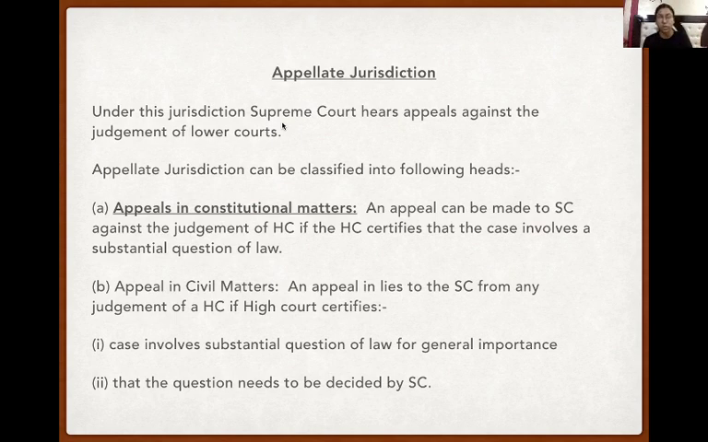तो अब ये जो एपेलेट जुरिस्डिक्शन है इसको भी कुछ आगे फर्दर हेड्स में क्लासिफाई किया गया है. नाउ वी विल अंडरस्टैंड अंडर ईच हेड के कौन से टाइप के अपील्स जो हैं वो सुप्रीम कोर्ट सुनता है. सो फर्स्ट वन इज अपील्स इन कॉन्स्टिट्यूशनल मैटर. So an appeal can be made to Supreme Court against judgment of High Court if High Court certifies that the case involves a substantial question of law.